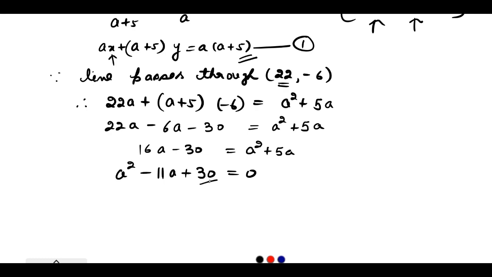Find two numbers whose product is 30 and sum is 11: 6 and 5. These are the factors of this quadratic equation. Means if a minus 6 is equal to 0, then a is equal to 6. If a minus 5 is equal to 0, then a is equal to 5.